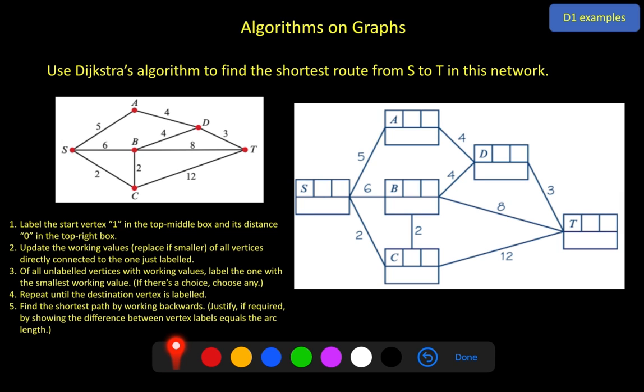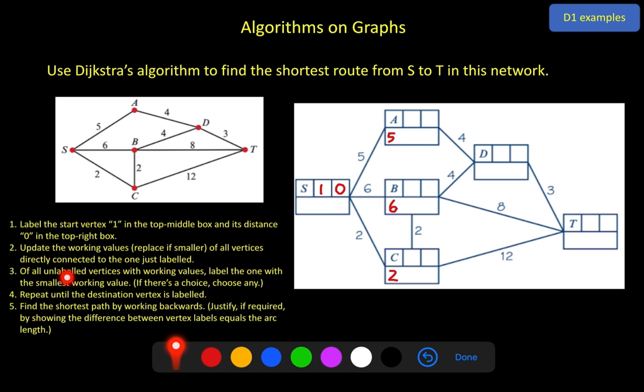So label the start vertex 1, we're starting at S. So straight away in your start vertex, wherever that is, you put a 1 there and a 0 here. Like I said, that indicates this is the first one that you have labeled with its final distance, and the final distance from S to S is 0. Now we update the working values of all the vertices directly connected to S. So S goes to A, B, and C. From S to A is 5, from S to B is 6, from S to C is 2. Okay, I've finished step 2. These are the only ones connected to S.